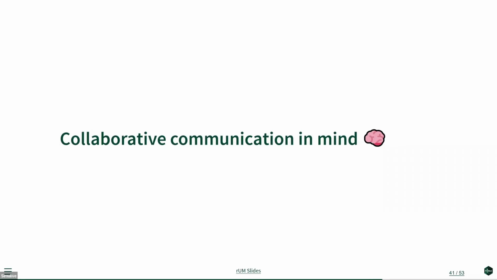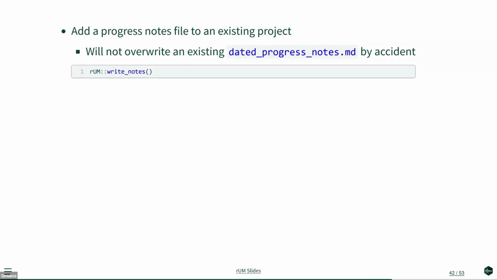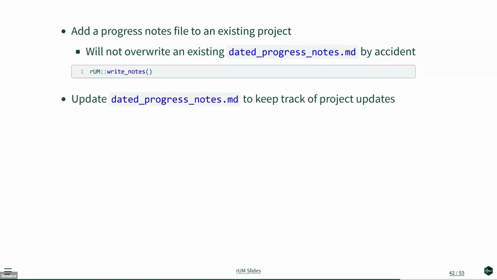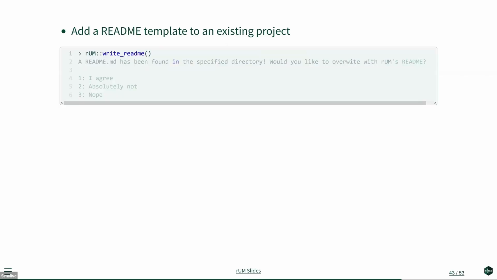Collaborative communication. Okay, this is at the forefront of our minds. By using write notes, we created dated progress notes so you can keep track of what's going on within this project. And we've added it to the R build ignore, so it won't throw an error if you do this inside of a package.